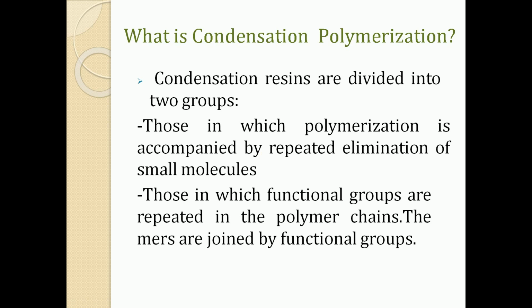So coming on to the condensation polymerization, as I've already told you, it involves the combining of two dissimilar molecules into a third totally different molecule. Condensation resins are divided into two groups: those in which polymerization is accompanied by repeated elimination of small molecules, and those in which the functional groups are repeated in the polymer chain. The mers are joined by functional groups.